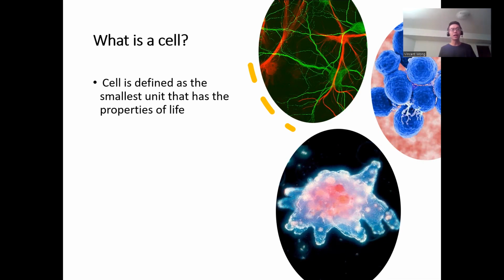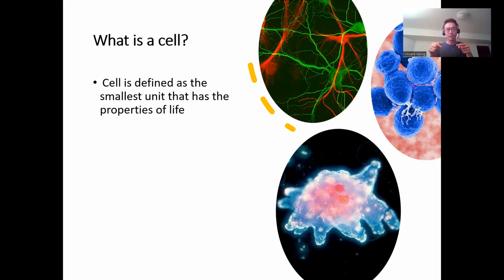A cell is defined as the smallest unit that has the properties of life. You, of course, know about the properties of life, right? It's going to be on your quiz today, right? So there is the ability to maintain homeostasis, energy requirement, response to stimulus, all these characteristics will still be there on the cell level, okay?